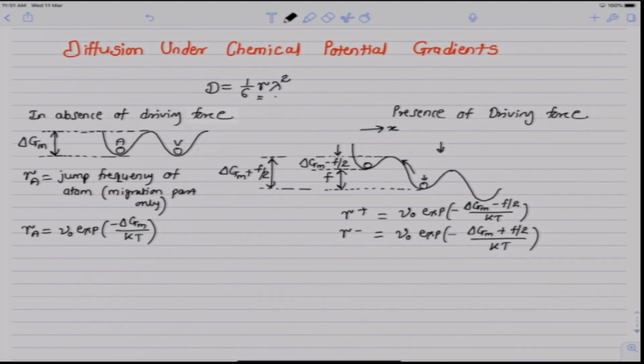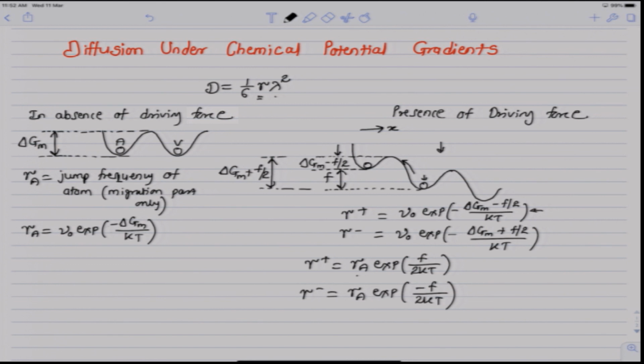So, we can write this exponential term as exponential minus delta Gm by kT times exponential f over 2 kT. So, obviously, gamma plus would be equal to gamma A exponential f over 2 kT, and gamma minus would be gamma A exponential minus f over 2 kT. So, gamma A here again represents the jump frequency of atom A in absence of any driving force.